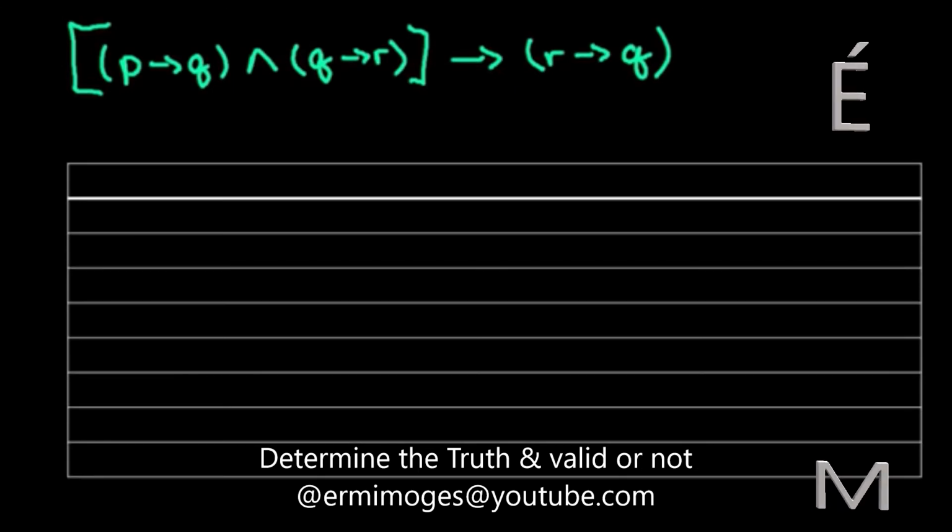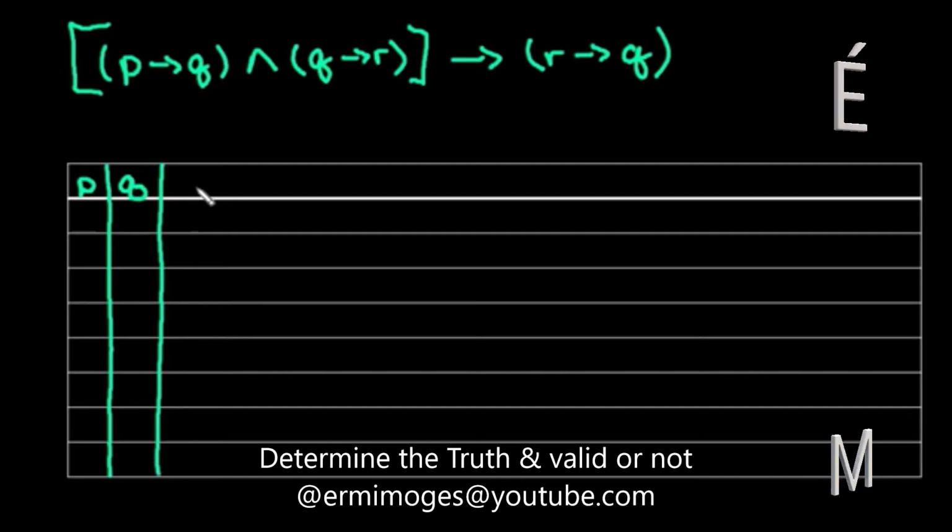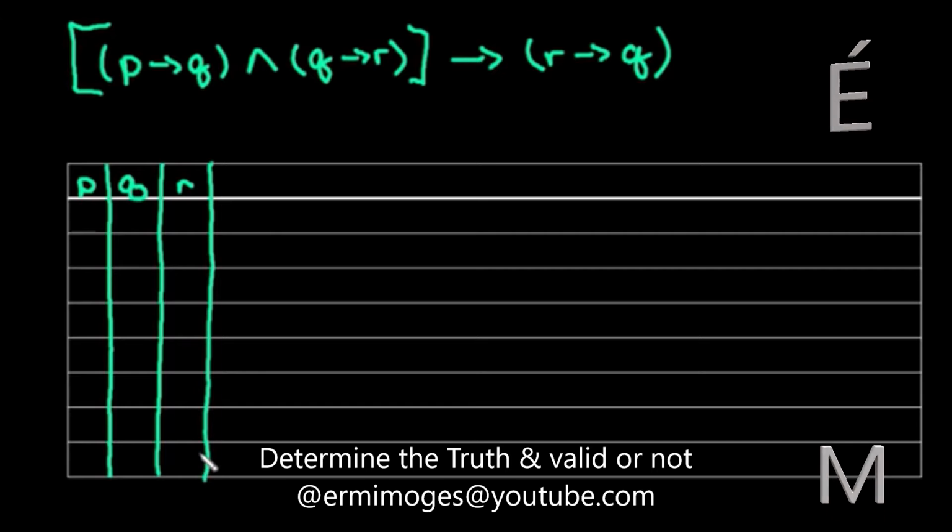So anytime you have a truth table, you always start with your given statements. So we have P, we have Q, and we have R. So we don't have any not statements, so we don't have to add any negations of any of these. And then we would just go through and fill in these columns.